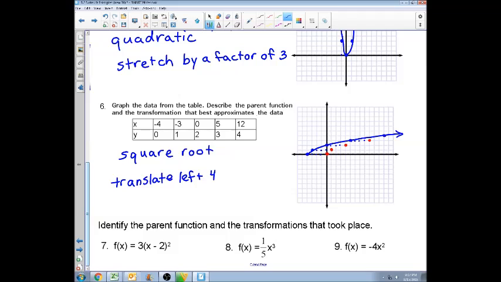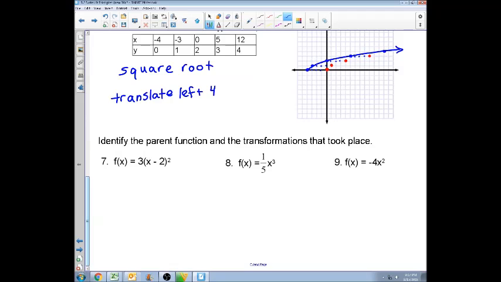Okay, let's go down to the end here, to 7, 8, 9. The first one, we need to identify the parent function and then tell the transformations that took place. Because this is raised to the second power, we should know that it is a quadratic. Now I'm going to move from left to right to look at the different transformations. The first thing that I see is this number 3. That 3 is being multiplied by what's inside the parentheses. If we're multiplying what's inside the parentheses, we call that a stretch by a factor of 3.